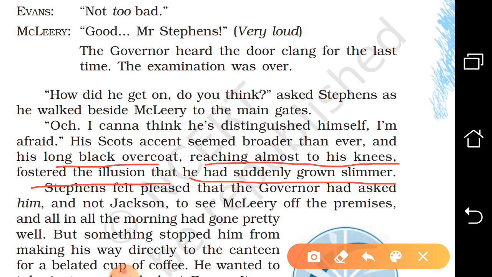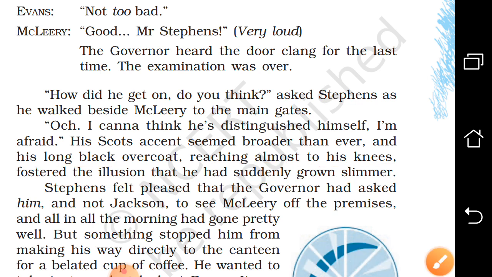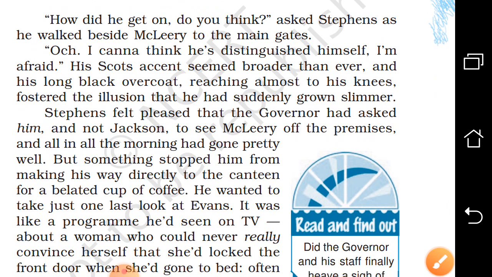Stephens felt pleased that the governor had asked him and not Jackson to see McClary off the premises, and all in all the morning had gone pretty well, but something stopped him from making his way directly to the canteen for a belated cup of coffee. Okay, children, after seeing off McClary at the main gate, Stephens was very happy because that important work was assigned to him. So he felt proud now.